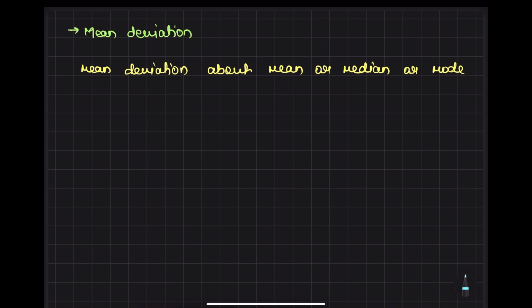Okay, and all the time they will talk about mean deviation, and the word "about" is important. So before solving this question, you have to calculate mean, median, and mode. If they ask you to find mean deviation about mean, you have to find the mean first, then go with mean deviation about mean. Then if they ask you to find mean deviation about median, first find the median and then later find the mean deviation about that median.